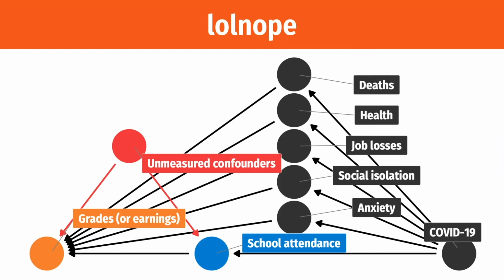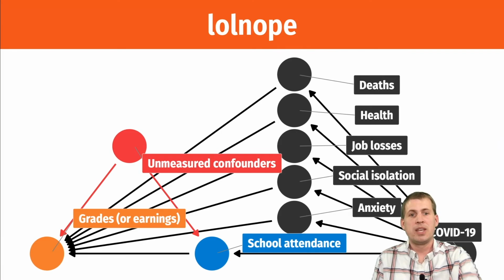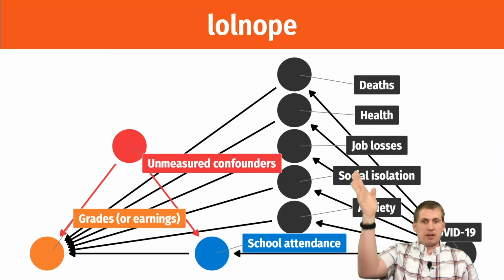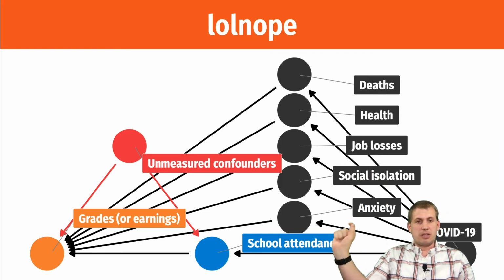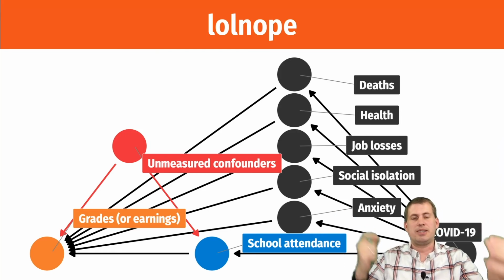COVID-19 causes death in families, it causes health issues, job losses, social isolation, anxiety. All of those things influence your grades or your earnings or whatever outcome we care about outside of school attendance. So yes, COVID-19 does influence school attendance, sure, but all of these other things also influence grades outside of school attendance, which means it breaks our whole exclusion principle, and we can't use it as an instrument.